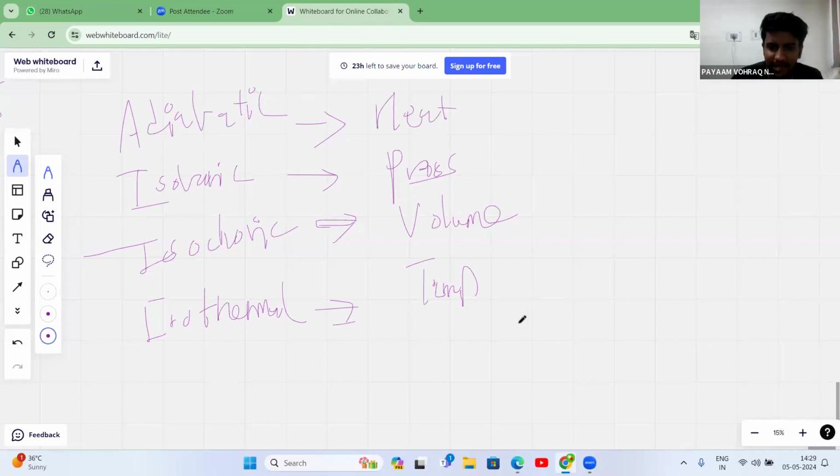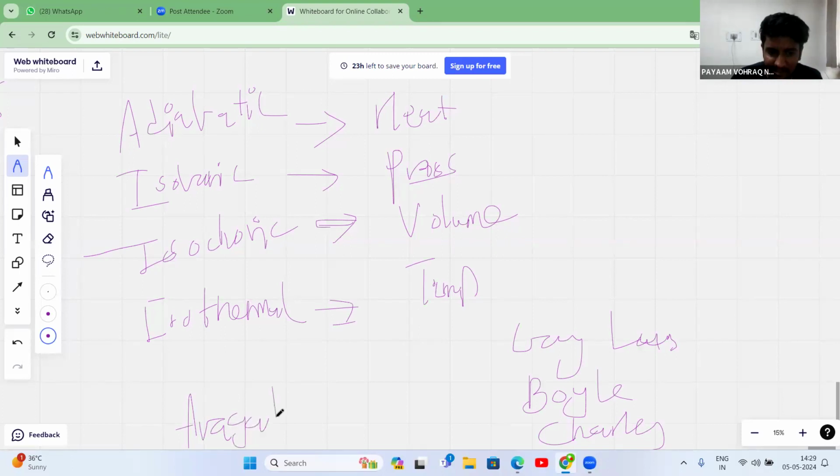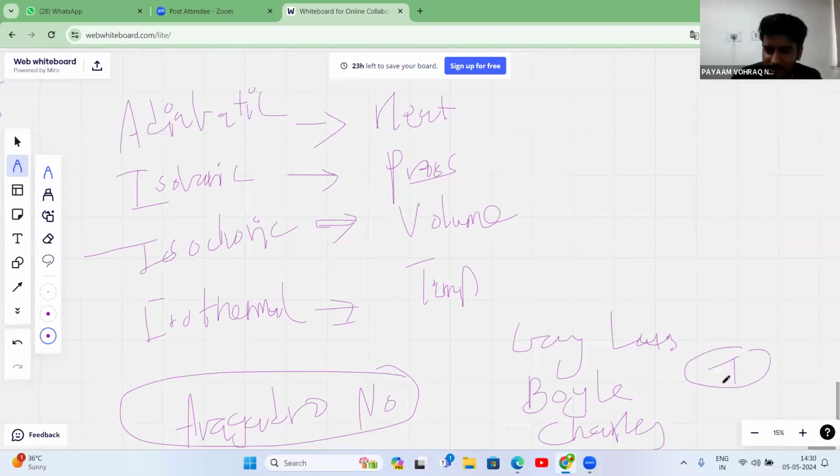We have Gay-Lussac's law, Boyle's law, Charles' law, Avogadro's number. You would be thinking that we have studied this in 10th, 12th. Remember, NBEMS is conducting the examination. Avogadro's number is also a part of solid states and states of matter. It is a very petty thing, but you never know. Boyle's law is at constant temperature, Charles' law is at constant pressure, Gay-Lussac is at constant volume. Yes, 6.02 × 10^23 is the Avogadro's number.